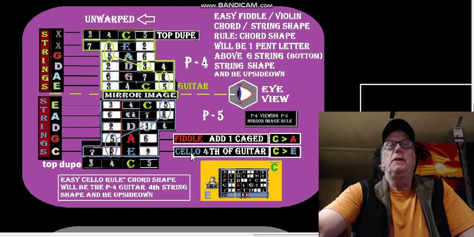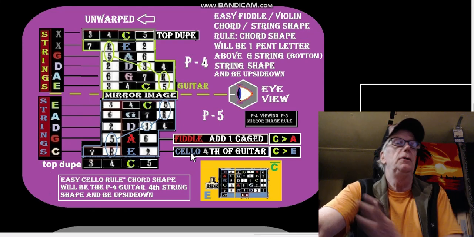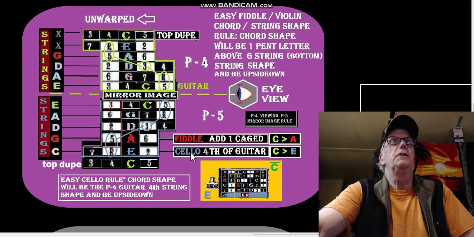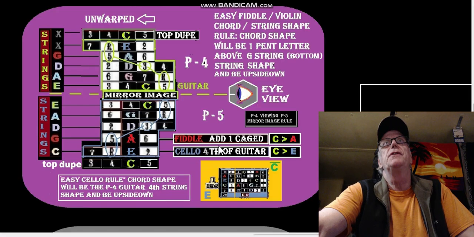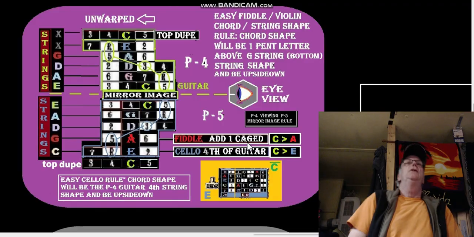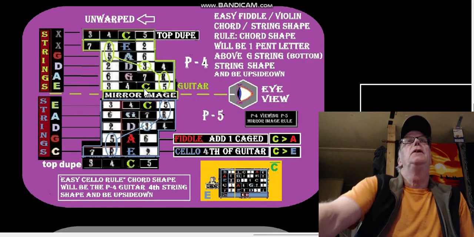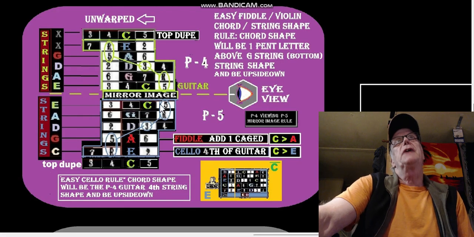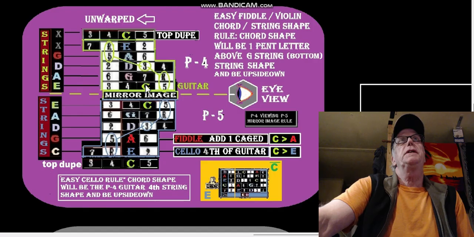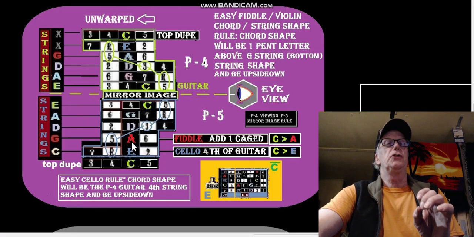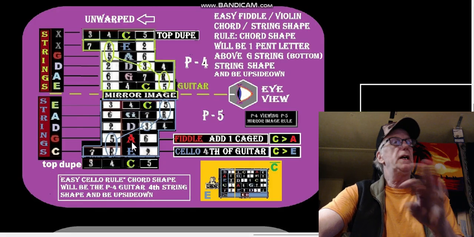It could be fiddle if you just want to play a string shape, a cage shape of advance. It would be add 1 caged. So obviously you add 1 cage to A and you get C, right? Or actually add 1 cage to C and you get A. So add 1 cage to this C here and you get your A. We're going to cover that in the next chart and remove that ambiguity.